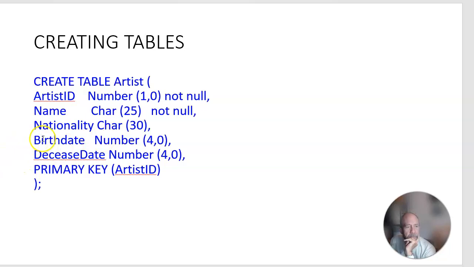And in the case of birth date and deceased date, you can use numbers, but if they're truly dates, you can also use a date type. The reason we're using the number here is because we're just going to put the years. And then you can say, by the way, I'm going to declare the primary key of this table to be artist ID, which needs to be NOT NULL if you do that. Once you've created the table, how do you run it? You take this string, put it into the SQL window, and execute.